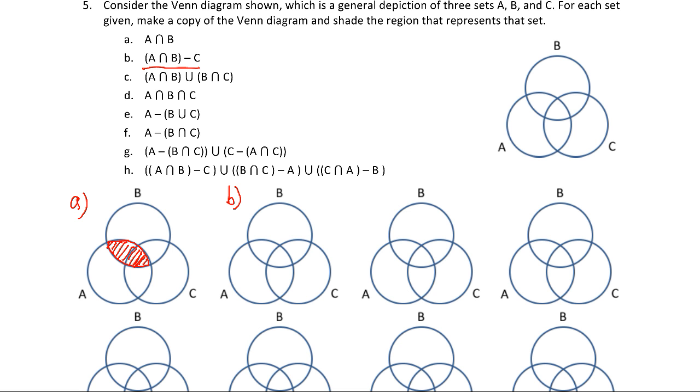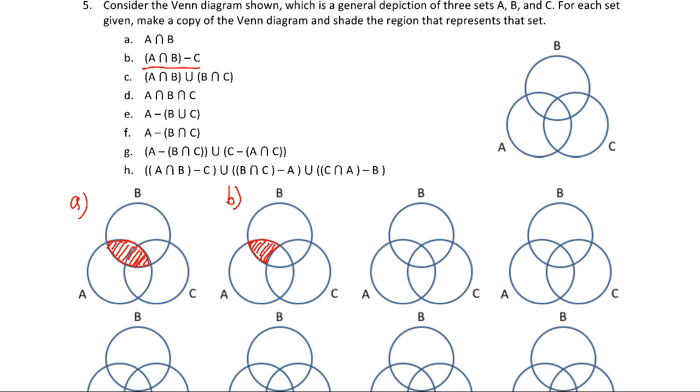For part B, I'm going to take A intersect B, and I'm going to take out C. And so I'm going to take the region I had for part A, and I'm going to cut out C. Imagine taking a knife and cutting out the part from C, and what I'm going to be left with is just this region over here on the left. Okay? So it's A intersect B, gives me that football, but I'm going to cut out the circle of C, and that's what I get.